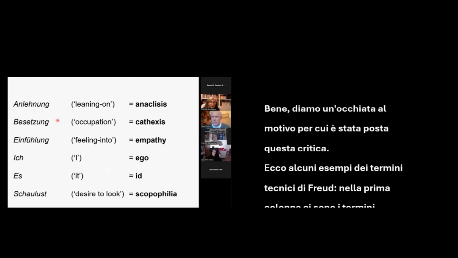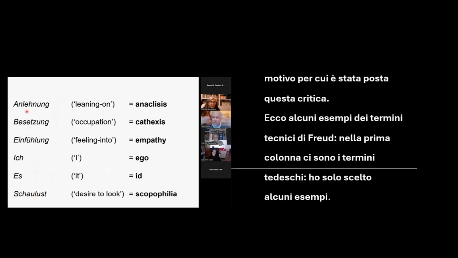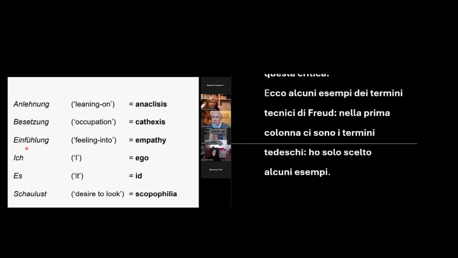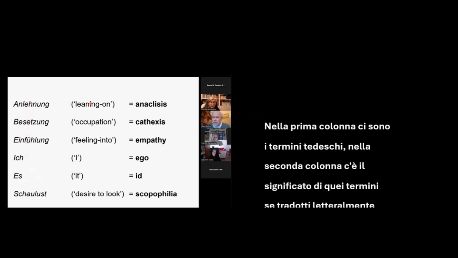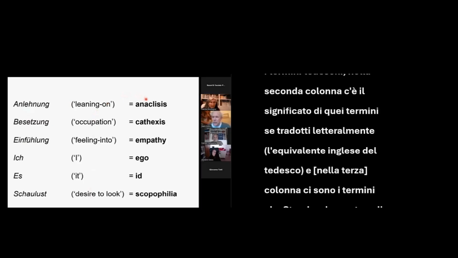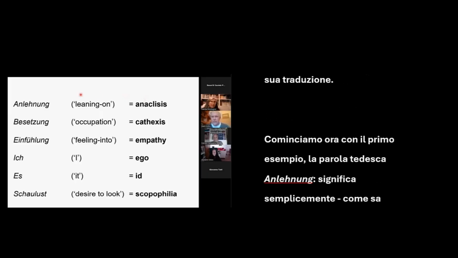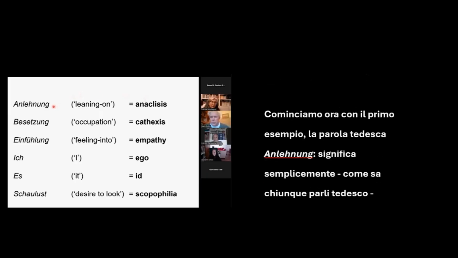Here are some examples of Freud's technical terms. I've just chosen some examples. In the first column, there are the German terms. In the second column, it's what those terms mean if you translate them literally. It's the English equivalent of the German. And in this column are the terms that Strachey used in his translation. Now, let's start with the first example.